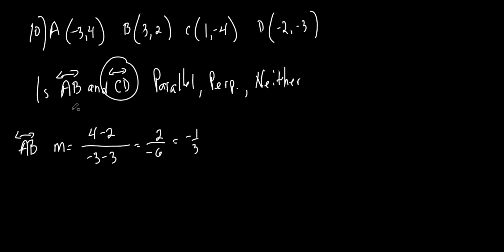CD yet. I just found AB. Okay, now I got to find CD. I got to find the slope of line CD. So, let's find the slope of line CD. So I come over here. There's point C, there's point D.